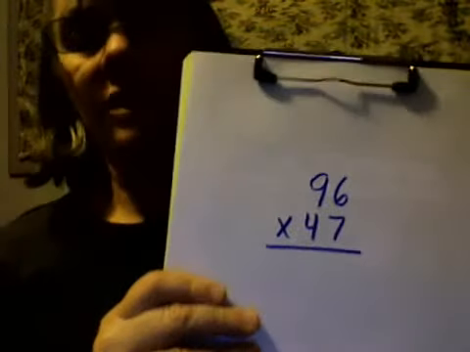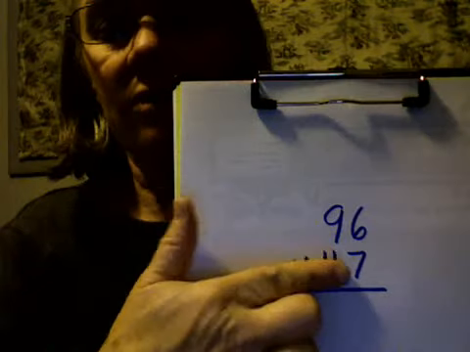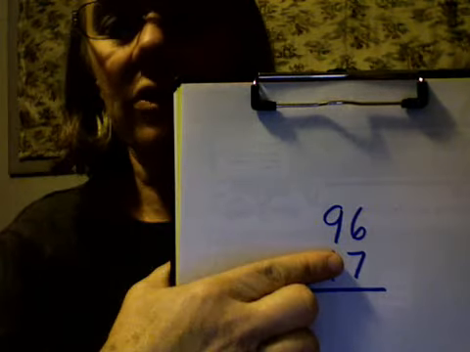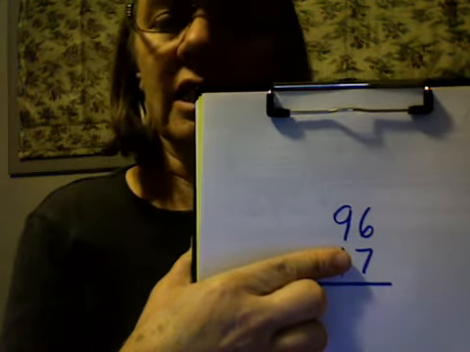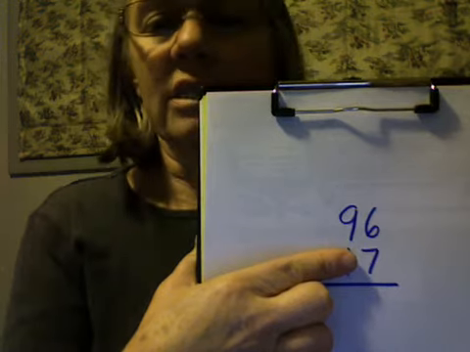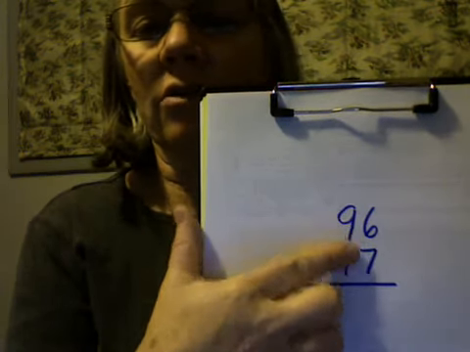Remembering those will make it much simpler for you to calculate multiplication examples like this one: 96 groups of 47. And you've learned in class that when we multiply, first we start with the ones. It should be comfortable for you to do 96 groups of 7. We start with 7 groups of 6, which we know are 42.